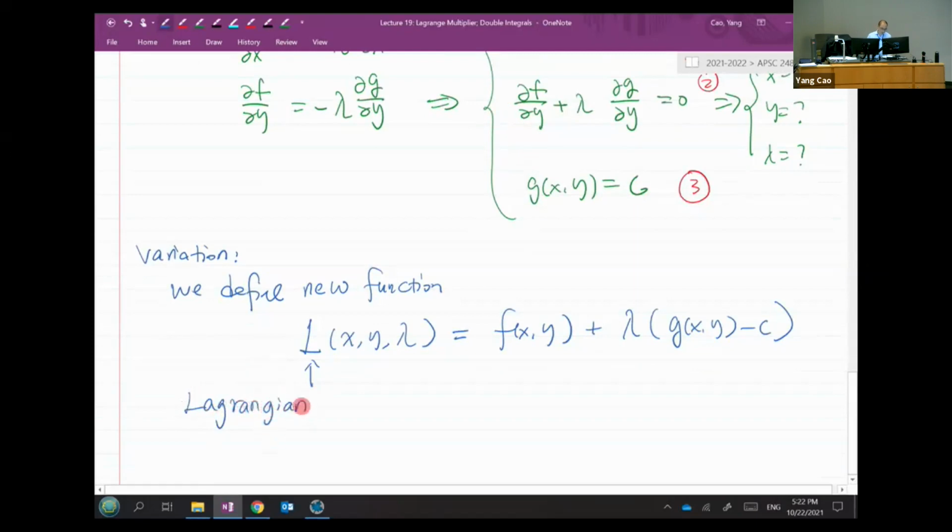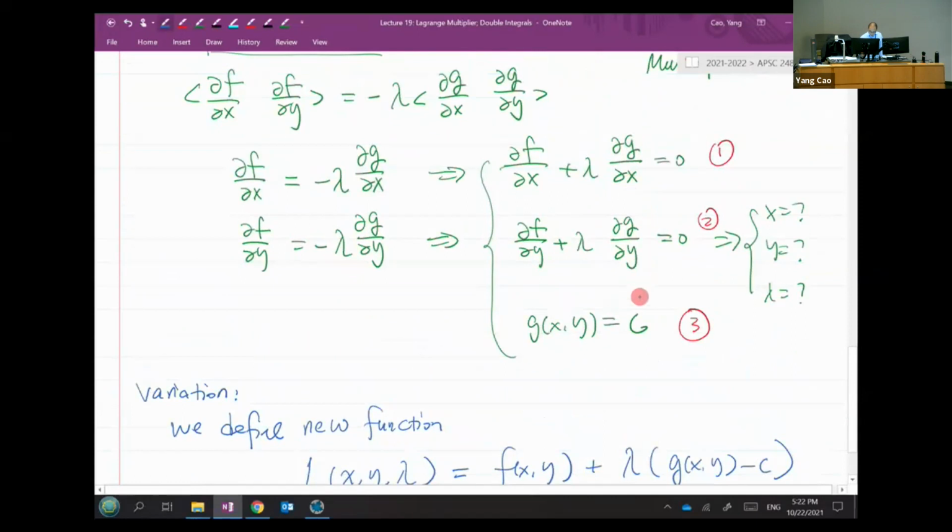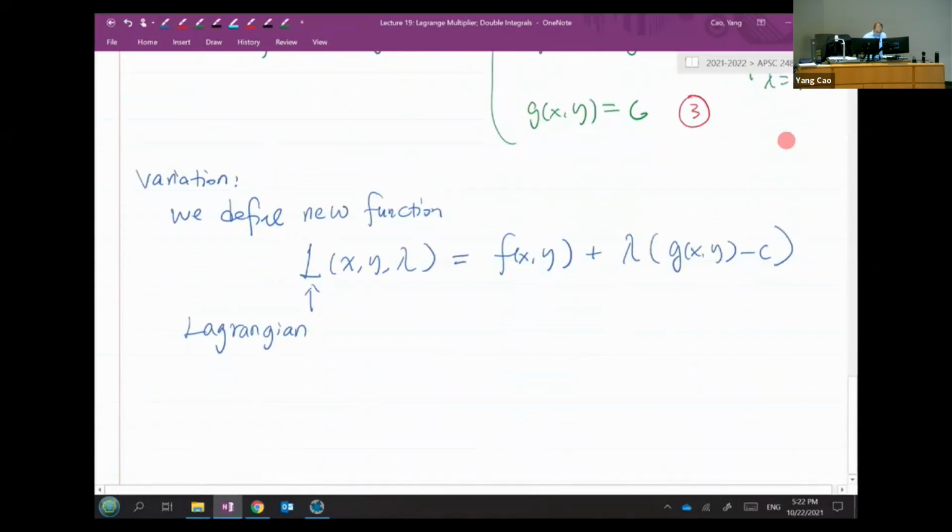It's called a Lagrangian function. All right. So you might wonder, so what does this new function do? How is that new function related to the 3 equations that we have just figured out? Okay. So now, if I ask the question, I give you this function L, a function of 3 variables, and then I ask you, can you find the critical locations given by this function? So what would you do?